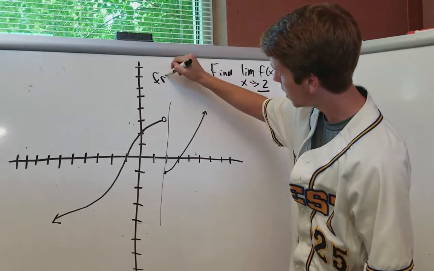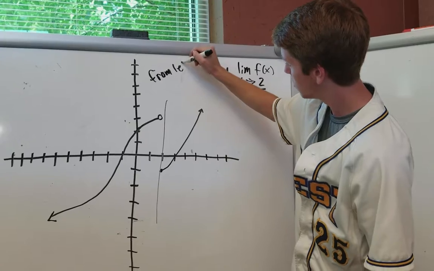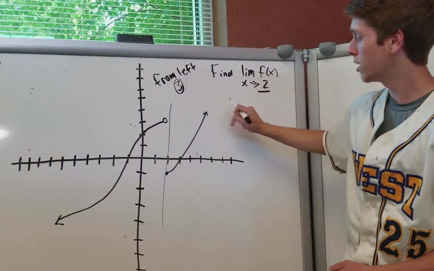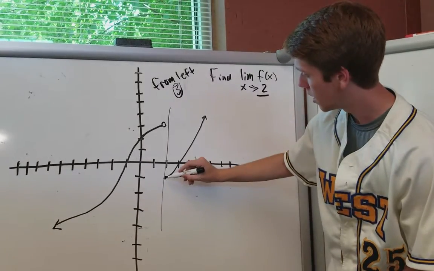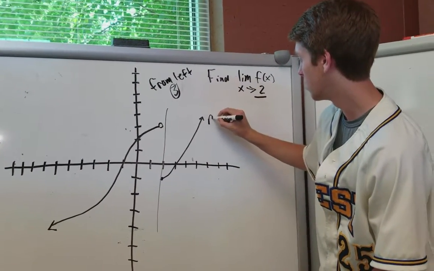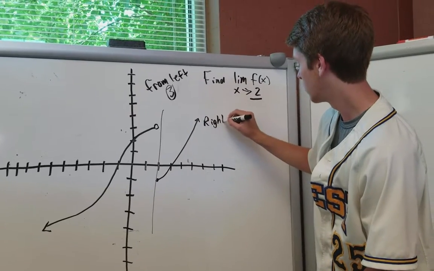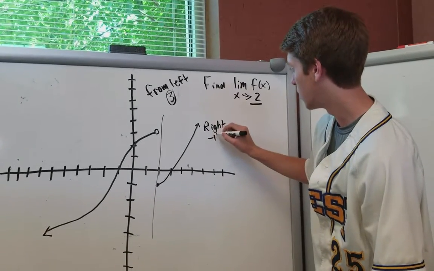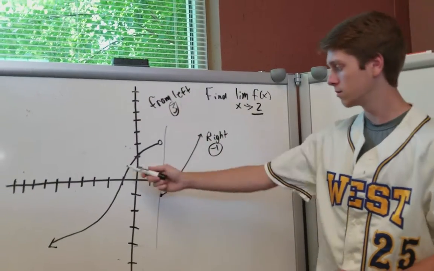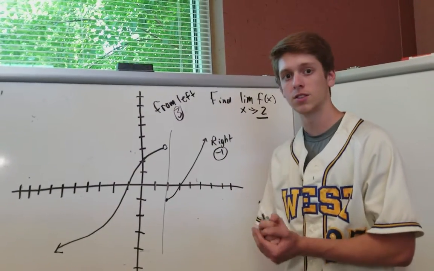So from the left, it approaches 3. Now we look from the right, coming down at x equals 2, it approaches negative 1. So from the right is negative 1. So since from the left side and from the right side, they do not match up, that means the limit does not exist.